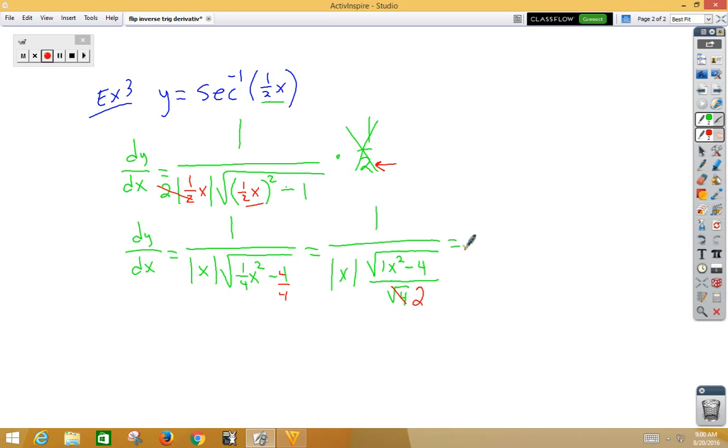I now have 1 over absolute value of x root x squared minus 4 divided by 2. Again, that's a complex fraction, so we're going to multiply by the reciprocal. We get a 2 on top, absolute value x root x squared minus 4 as our final answer.